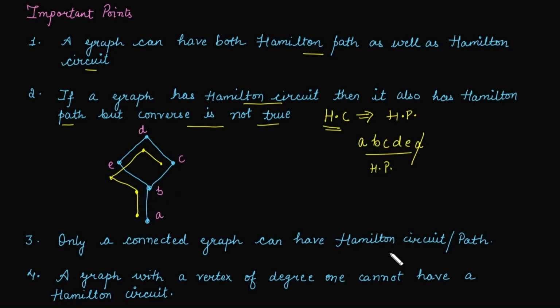Also, in order to find a Hamilton circuit and Hamilton path, the graph must be a connected graph. And the last point is, if there exists any vertex of degree 1, meaning a pendant vertex, then definitely that graph does not possess a Hamilton circuit.